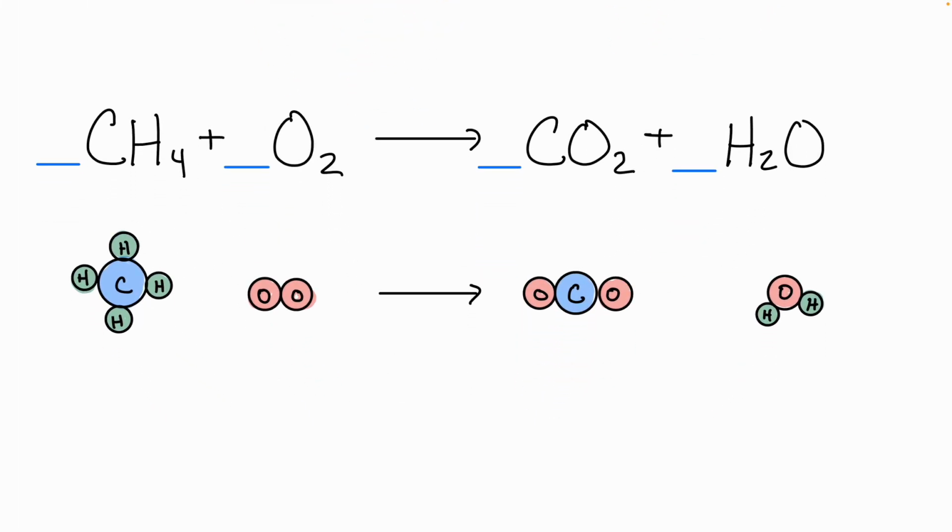Okay, so again, we said that our hydrogens were unbalanced. If I look, I have 4 on this side, but a total of 2 on this side. Okay, so what I'm going to do is balance my chemical equation by putting a coefficient of 2 out front of the water. Now that's saying that I have 2 water molecules that are products of this reaction.